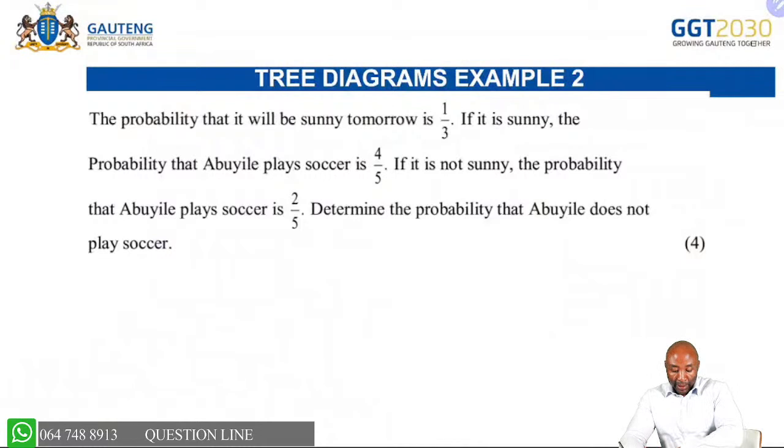Here is a tricky one. This one, I'll give you 3 minutes to solve it, and then we will mark it together and we move along. 3 minutes. Let us try this one. You come up with a tree diagram and you show all possible outcomes, including our probabilities.